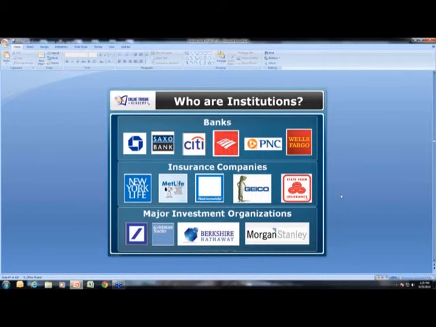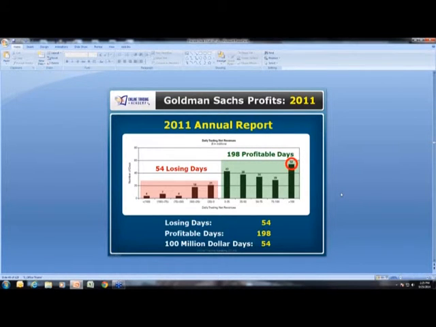Look, the institutions are making most of the money in this business. Various reports, as measured in published 10Ks by Goldman Sachs, show you that they have remarkably profitable trading days. Look at this. In 2011, according to the 10K of Goldman Sachs, they had 198 profitable days, but on 54 of the days they made $100 million of profit trading.